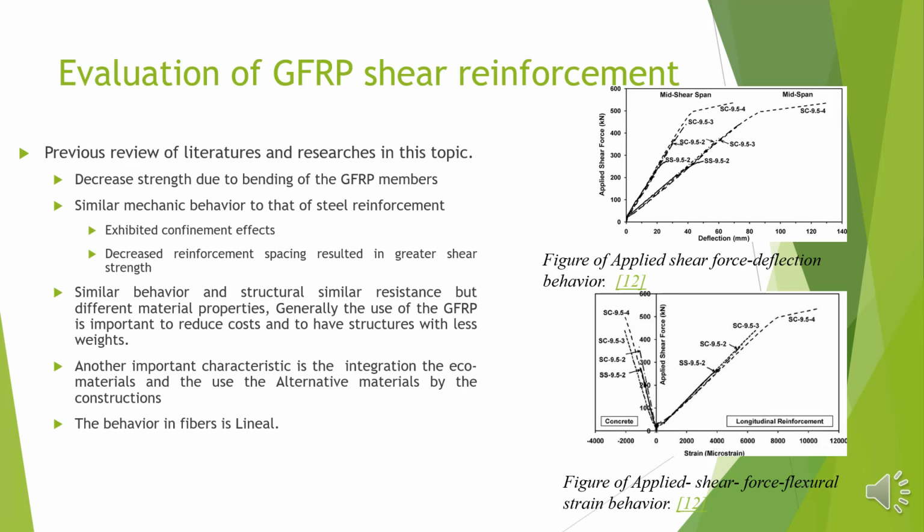It's so important to have similar structural behavior and similar resistance in the use of steel and GFRP. And finally, another characteristic is the integration with eco materials, because the manufacture of the fibers is easier than steel. This is one alternative that is more eco-friendly in construction. And finally, according to these graphics, it's possible to reach a conclusion: the behavior of the fiber is linear, very similar to the steel.